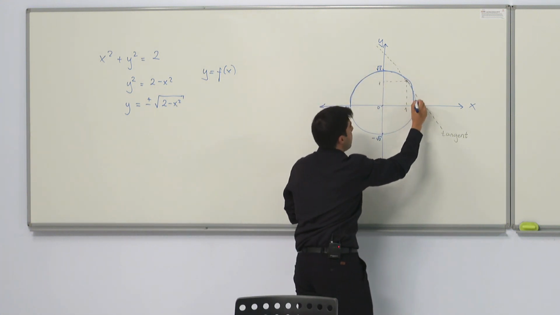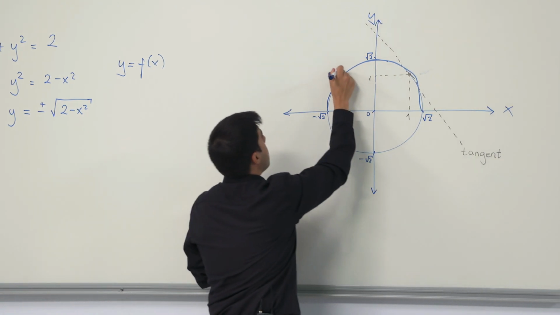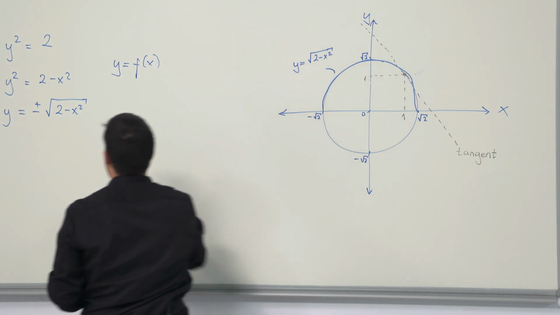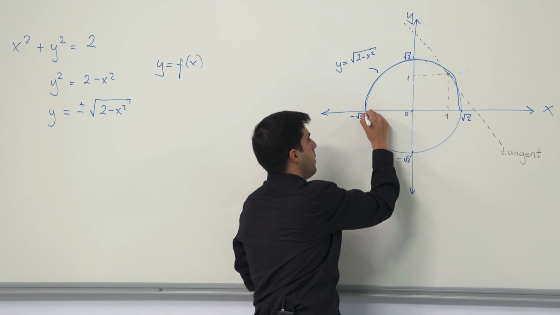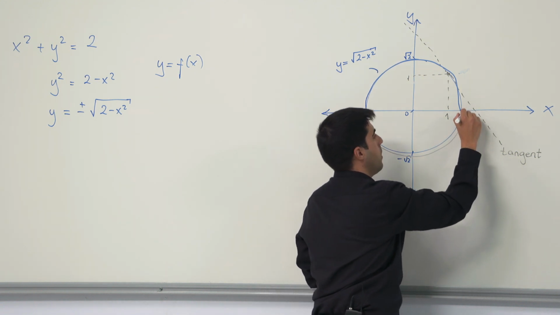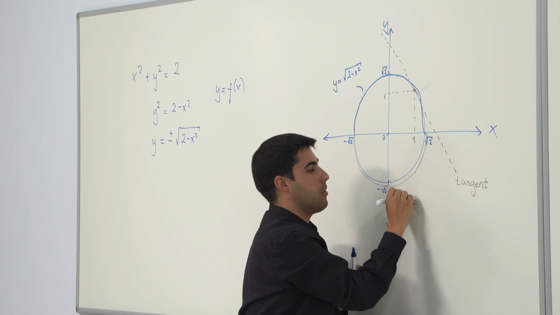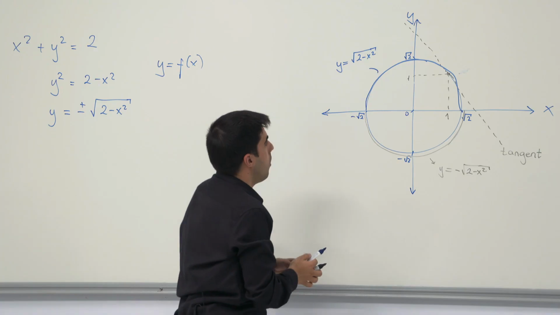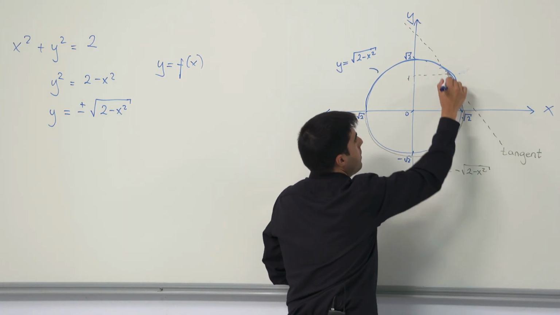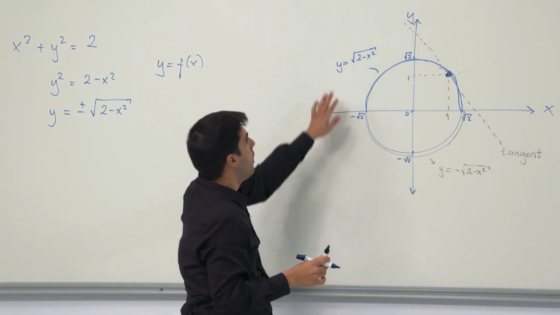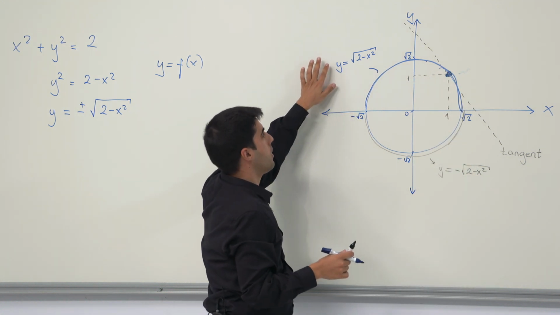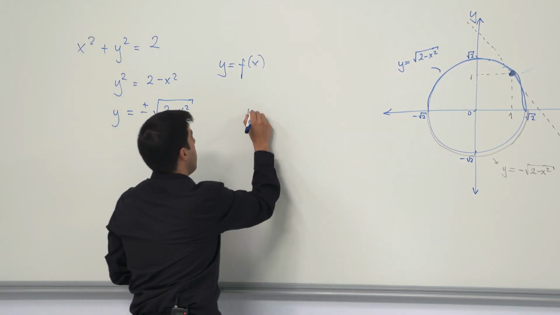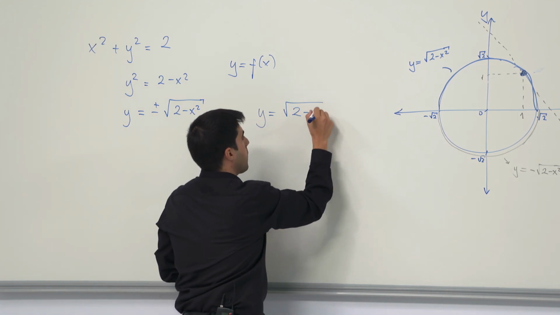Actually, this is y equals square root of 2 minus x squared. And then I have the negative root, which is this part of the circle over here. So this is y equals minus square root of 2 minus x squared. Okay? So since I'm trying to find the derivative at the point (1, 1), I'm interested only in the part above, so the positive root. So I will proceed with y equals square root of 2 minus x squared.